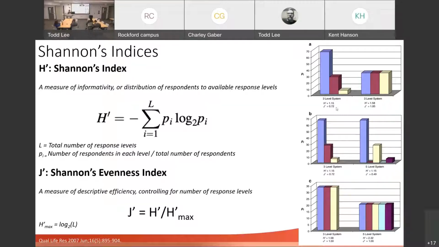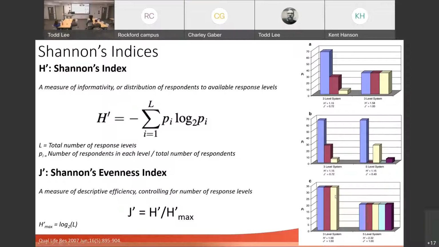That's how these function. Looking at figure B, we can see that now we're comparing a 3-level system to a 5-level system. In this case, 2 of these response options are not utilized at all. So H prime is the same in each of these. But J prime is actually lower because it's taking into account that there could have been responses in these additional levels. So then why don't we just use J prime all the time?